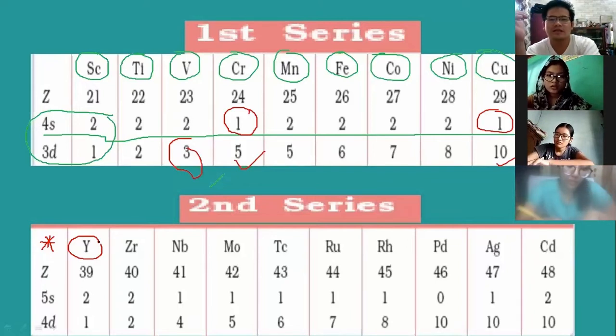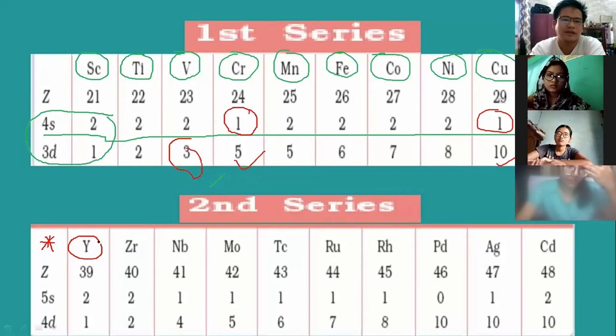First series, then learn by heart the names of the second series. We have learned by heart the first series: scandium, titanium, vanadium, chromium, manganese, iron, cobalt, nickel, copper, zinc. Similarly, let us come again to the second series. What are the elements present in the second series? These are yttrium, zirconium, niobium, molybdenum, technetium, ruthenium, rhodium, palladium, silver, and cadmium.